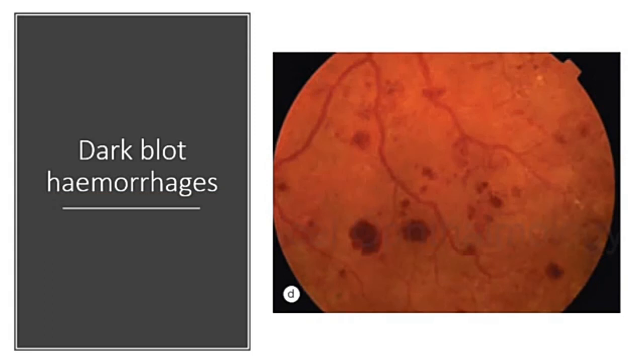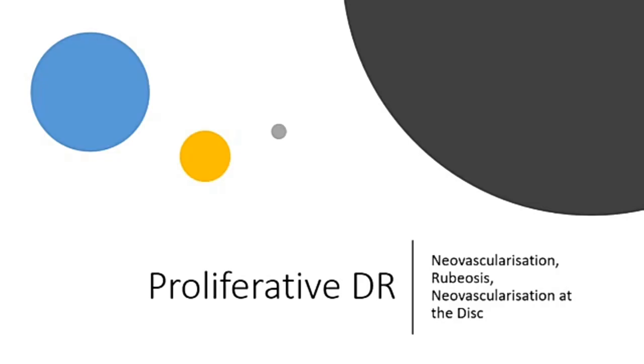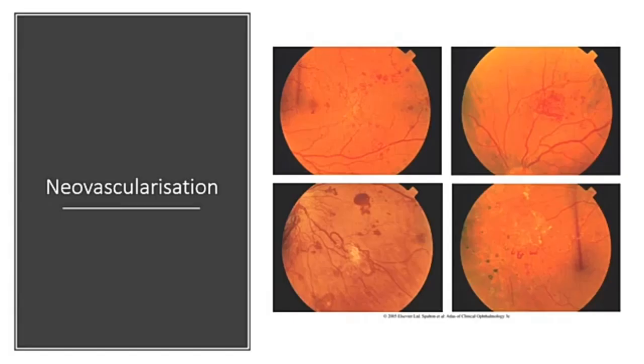And finally here we have dark blot hemorrhages, which are hemorrhagic retinal infarcts, and they're found in the middle retinal layers. And they're just basically exactly as described, dark blot hemorrhages bleeding into the retina. The next classification of DR is proliferative diabetic retinopathy, and in this classification you see neovascularization, rubeosis and neovascularization at the disc as signs. So let's have a look at neovascularization first.